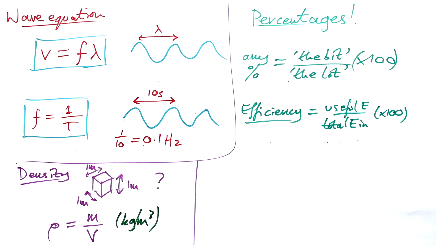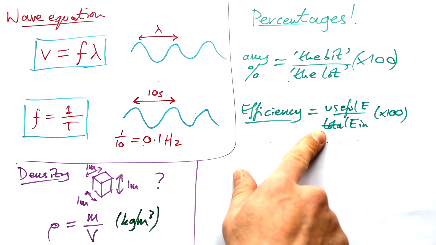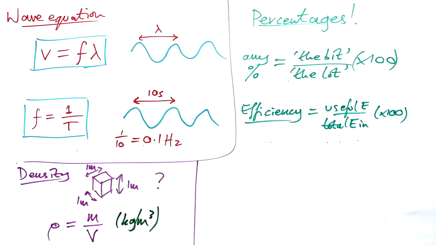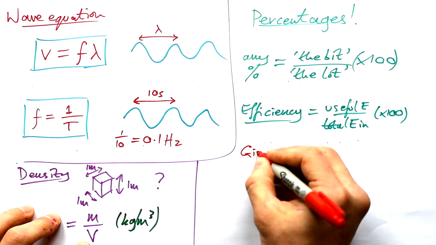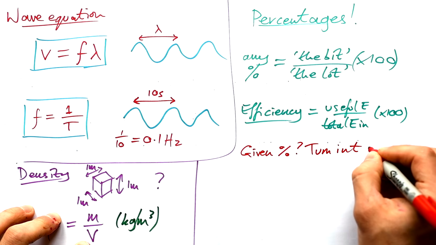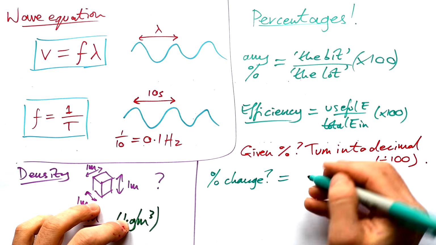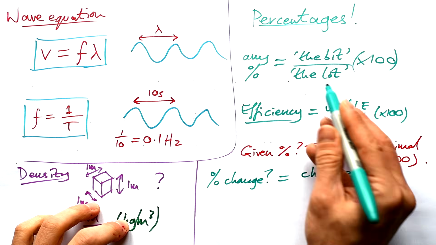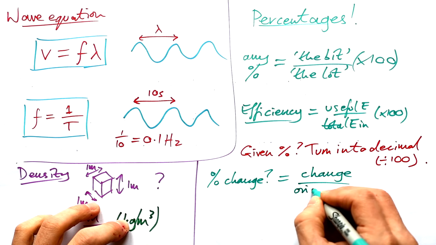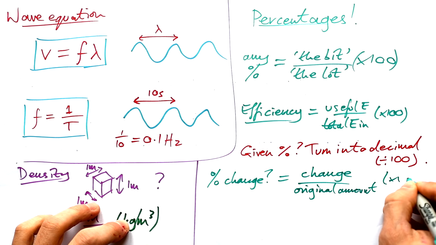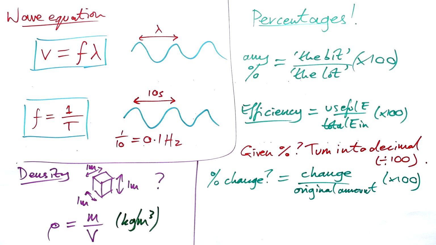Just remember that if you have efficiency and you're being asked to find out useful energy or total energy in, first you need to turn it into a decimal. So if you're given a percentage, turn it into a decimal and then you can use it. You might be asked to calculate a percentage change in something. In this case, the bit is the change. What is the lot? Well, that's the original number, original amount, and again times by 100 at the end to turn it into a percentage.